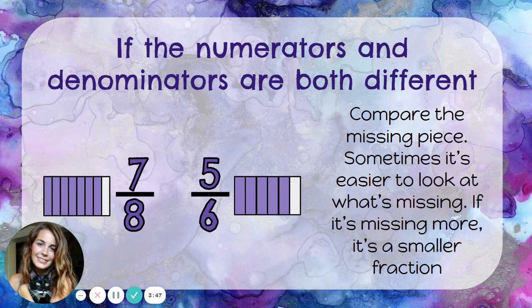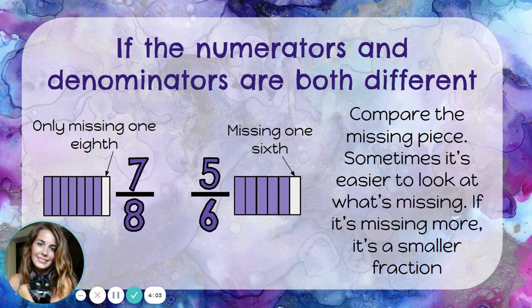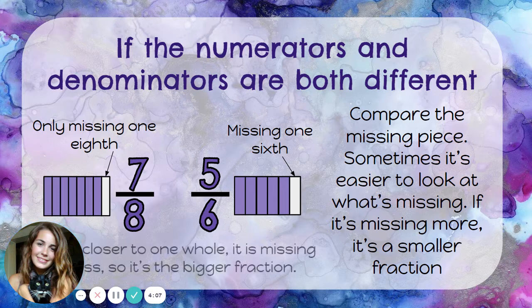If we look at 5/6, it's almost colored in too, but the piece that is missing, the white, is bigger than with 7/8. That means 5/6 is smaller. 7/8 is only missing one little eighth. 5/6 is missing a bigger piece. It's missing a sixth. 7/8 is closer to one whole. It's missing less, so it is a bigger fraction.